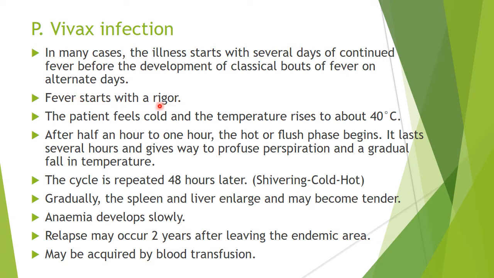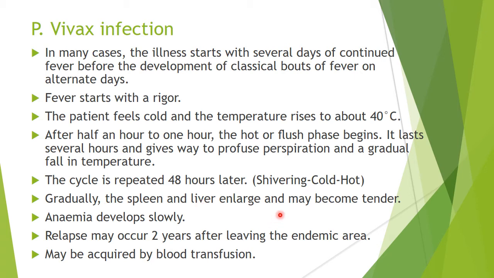There is a rigor phase first, followed by the cold phase, where the patients feel cold, and then the temperature will rise to about 40 degrees Celsius. And after half an hour to 1 hour, the hot or flush phase begins. In this phase, there is profuse perspiration and gradual fall in temperature. It lasts for several hours. So this cycle of shivering and feeling cold and hotness is repeated 48 hours later.